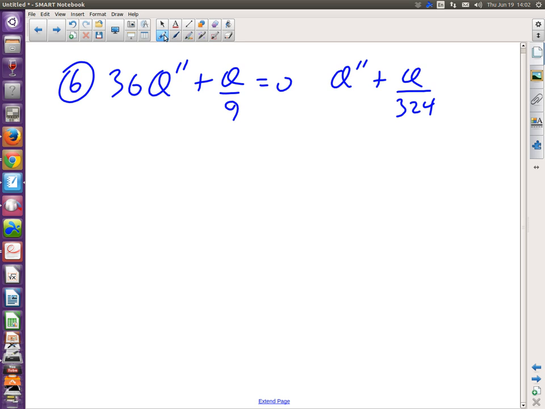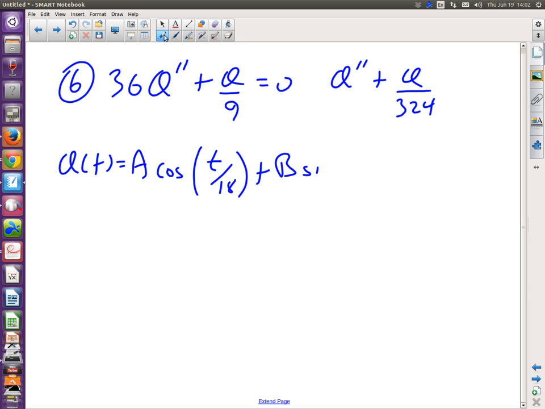Now, so let's say Q of t has a general solution A cosine omega t, but omega is 1/18th, right? So t over 18 plus B sine of the same thing. And Q prime then is, because we need Q prime to use the initial conditions, they give us that Q of 0 is 6 and Q prime of 0 is 0. That's what it is. Okay.